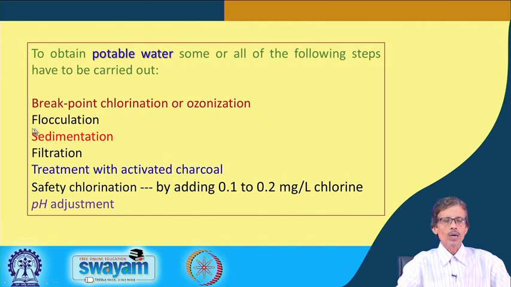Then the water can also be treated by flocculation. Coagulation and flocculation can go side by side. The flocculation process is where different flocs combine together to form flakes, which can be separated out. Then, in the sedimentation process, some unwanted material is separated out as sediment from the water.